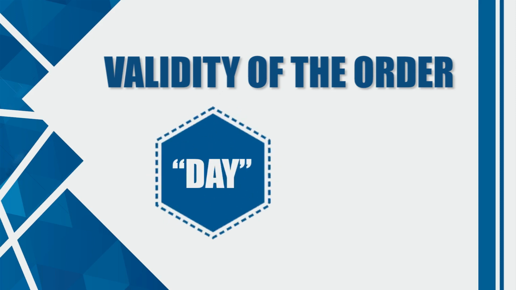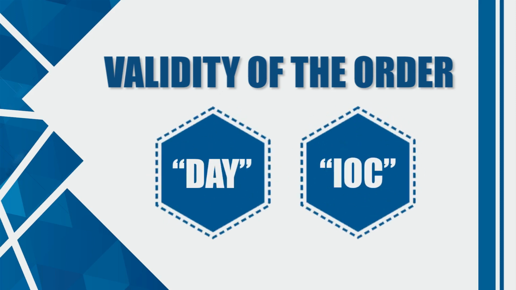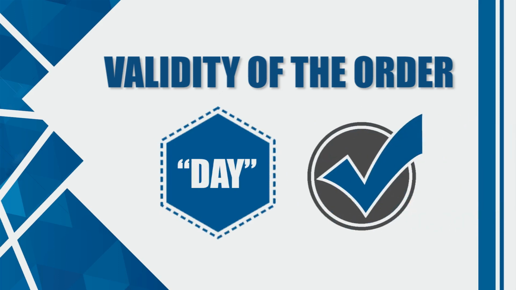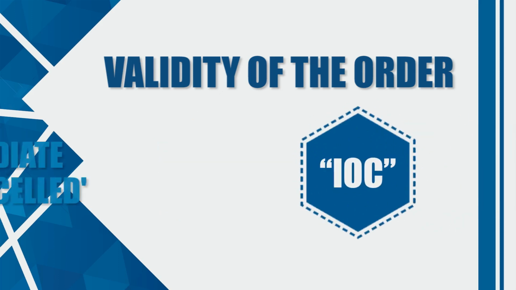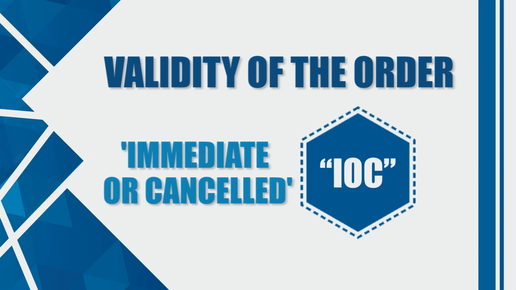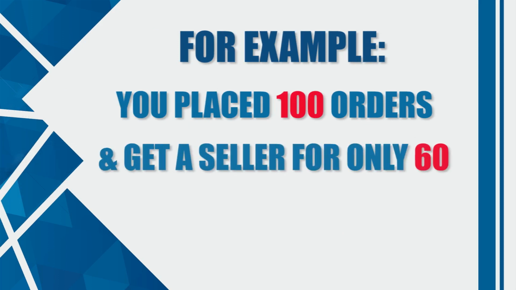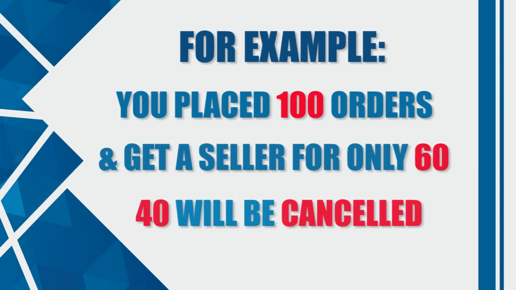Finally, validity of the order. This segment contains two alternatives. One is day, one is IOC. If you select the day validity, your order will remain valid for that entire trading session. IOC stands for immediate or cancel. Select IOC validity if your order quantity is huge. For example, if you placed 100 orders and eventually get a seller for only 60 of them, since IOC is applied, those 60 orders will be executed while the remaining 40 will be cancelled.